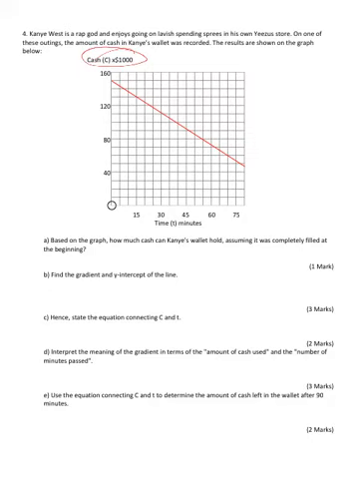Based on the graph, how much cash can Kanye's wallet hold, assuming it was completely filled at the beginning? Well, the Y-int is at 150, therefore reading off the scale, the wallet can hold 150 times by 1,000, $150,000. Find the gradient and Y-intercept of the line. So this is where you need to be careful when dealing with the gradient, because the scale is a bit more complicated than normal.